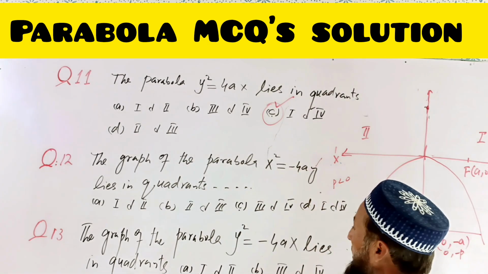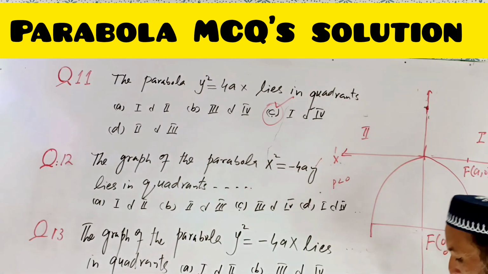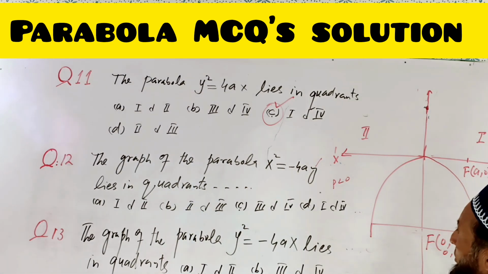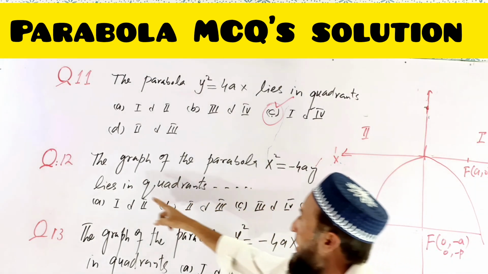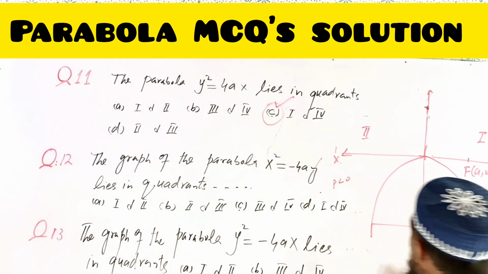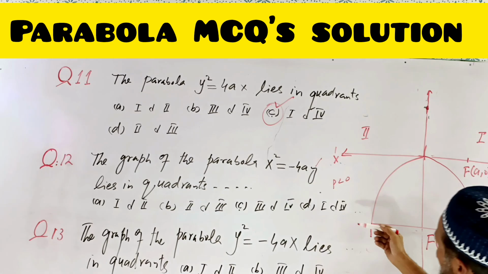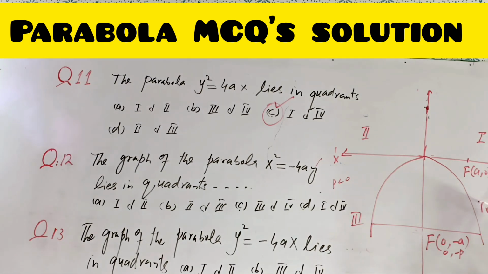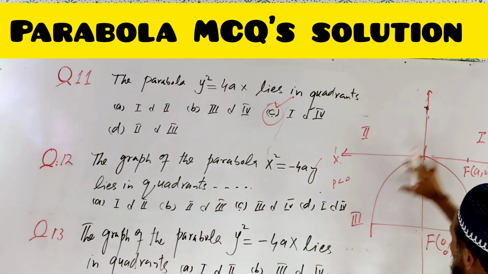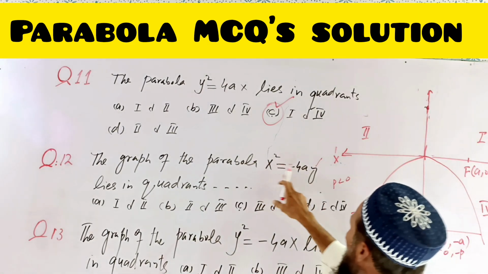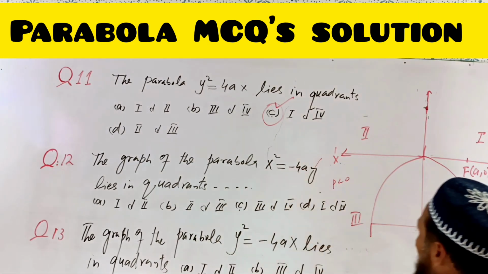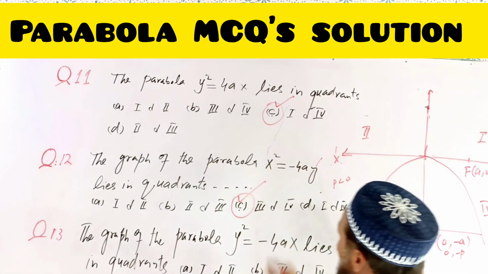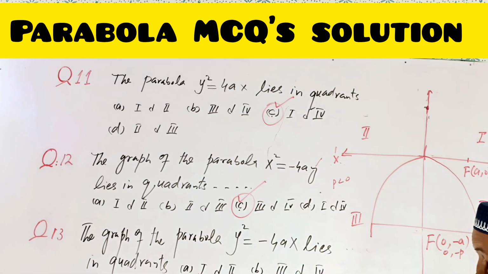That is the focal latus rectum for p. Here the vertex is 0, 0. In which quadrants does it lie? This is the third quadrant and this one is the fourth quadrant. So this downward parabola x square equals minus 4ay lies in the third and fourth quadrants, and option C is the correct option.